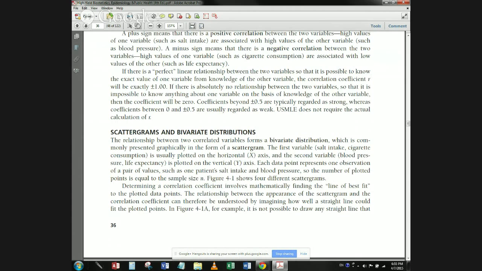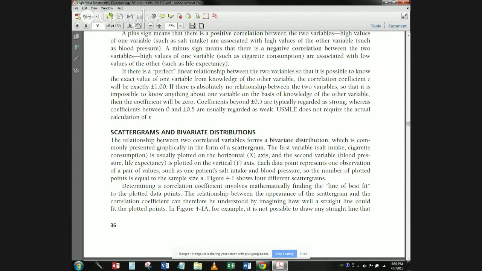High values of one variable, such as salt intake, are associated with high values of another variable, such as blood pressure. A minus sign means that there is a negative correlation between the two variables. High values of one variable, such as cigarette consumption, are associated with low values of the other, such as life expectancy.